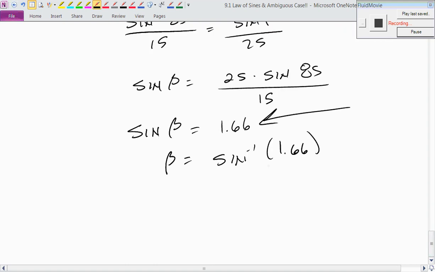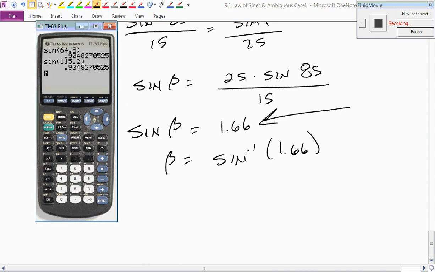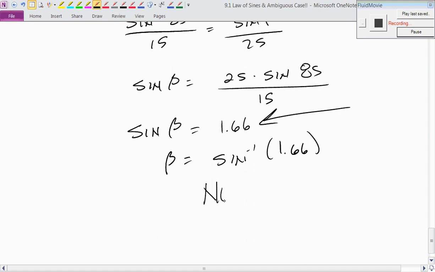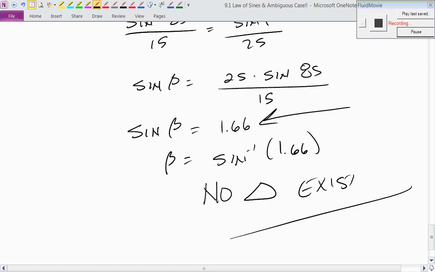So when you plug this into your calculator, it gets really mad at you. You have second inverse sine of 1.66. It says, hey, go away. You don't know what you're talking about. Therefore, you cannot even have a triangle exist. So no triangle exists, and you're done with the problem. You don't have to go any further.